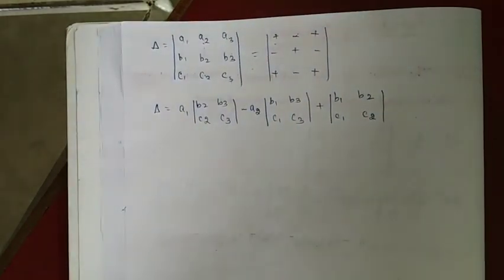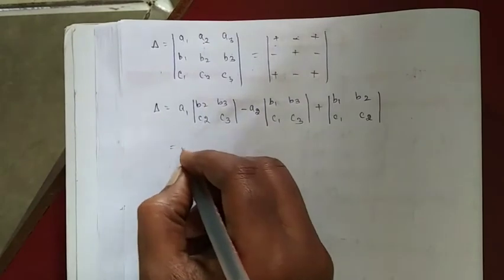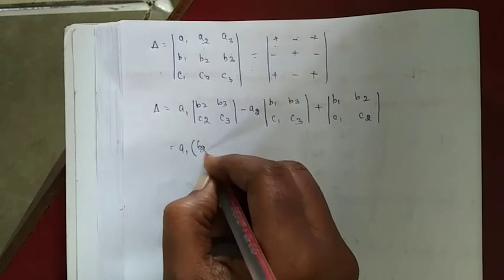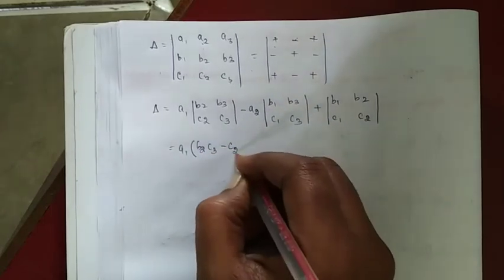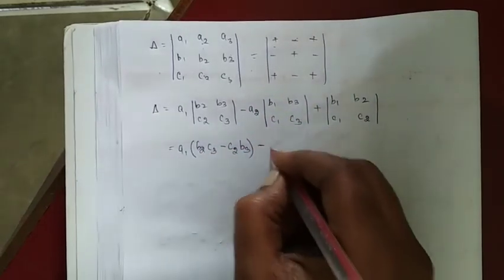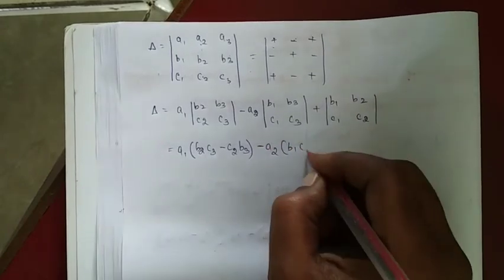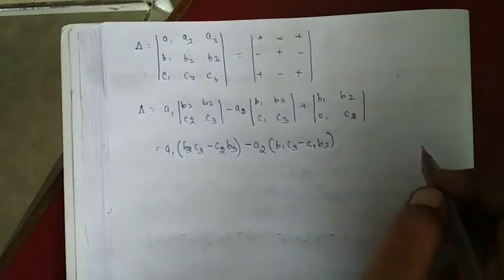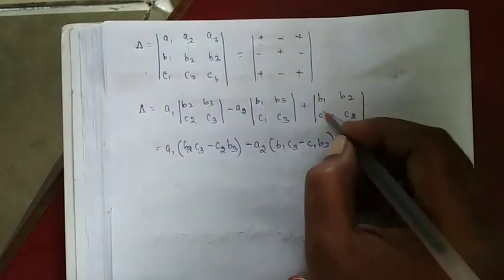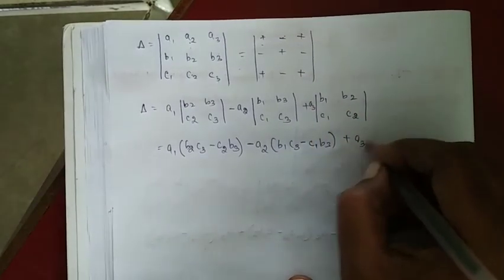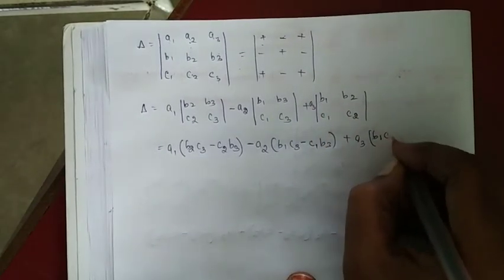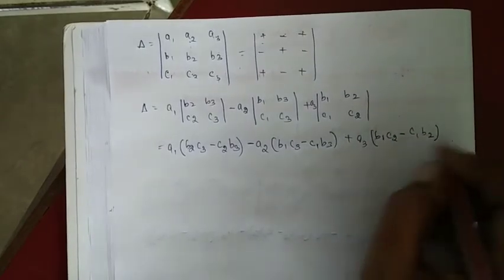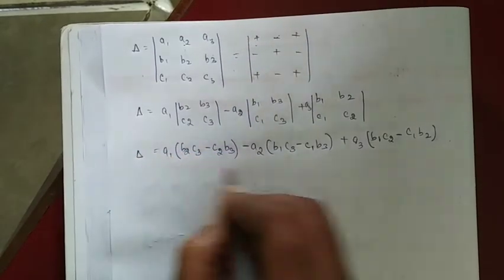Now you have to find the determinant: A1 of B2 C3 minus C2 B3. Next, minus A2 of B1 C3 minus C1 B3. The next, plus A3 of B1 C2 minus C1 B2. Now this is my determinant value.